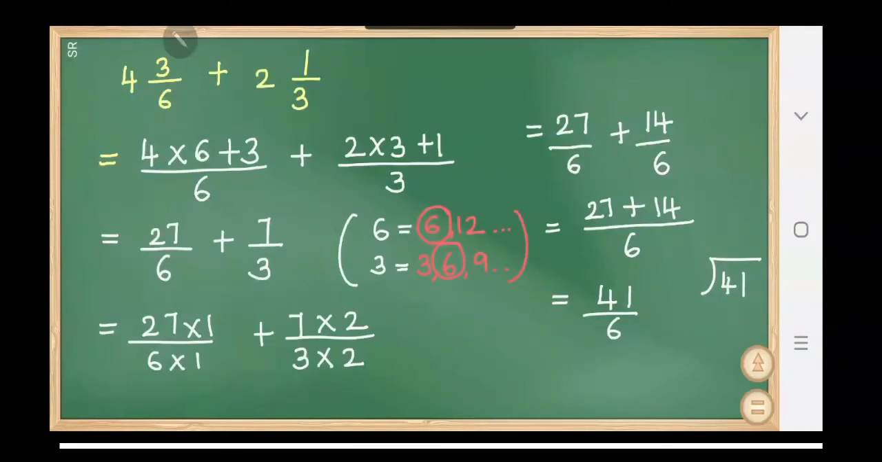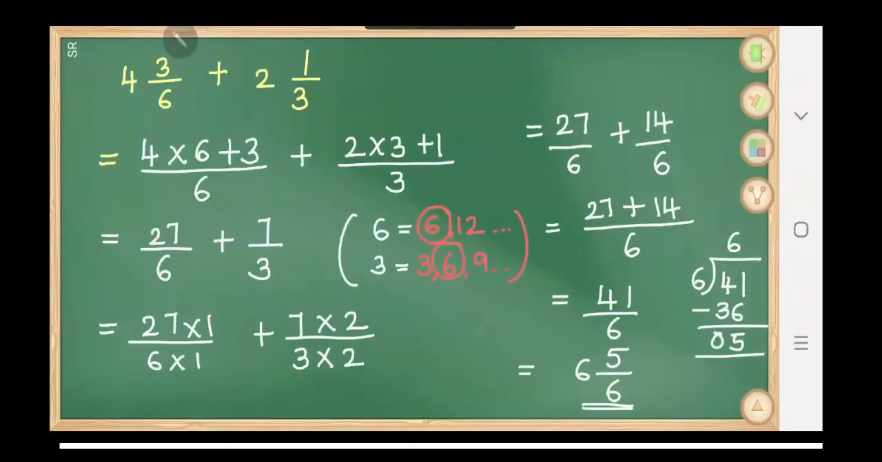So 41 divided by 6. 6 6s are 36, which is the closest number to 41. So by subtracting, what do I get as my remainder? 5. So I'll write 6 in the denominator. 6 is the quotient, so it is the whole, and 5 is the remainder. So 5 will become the numerator. So what is my answer? 6 5 upon 6.